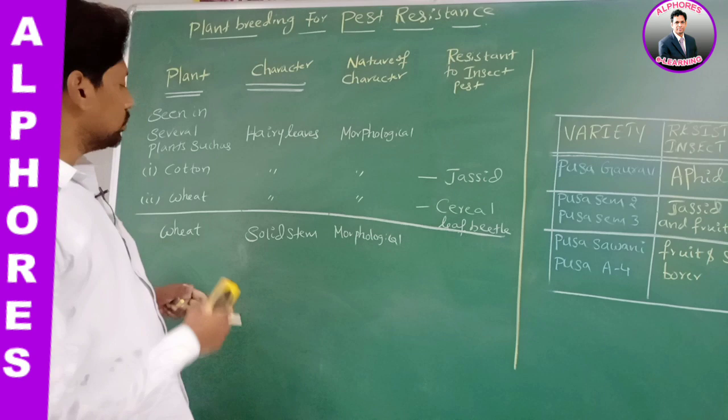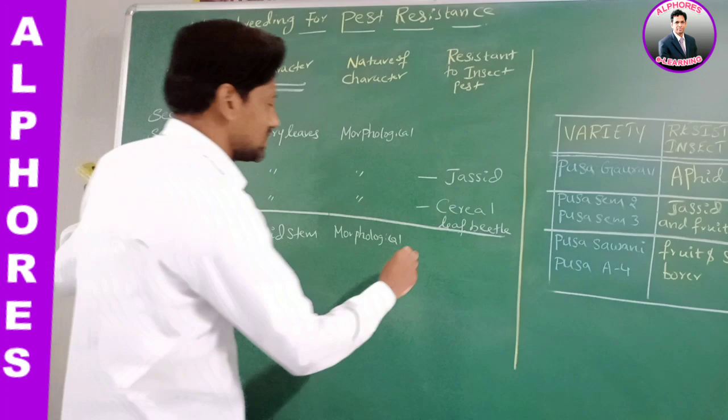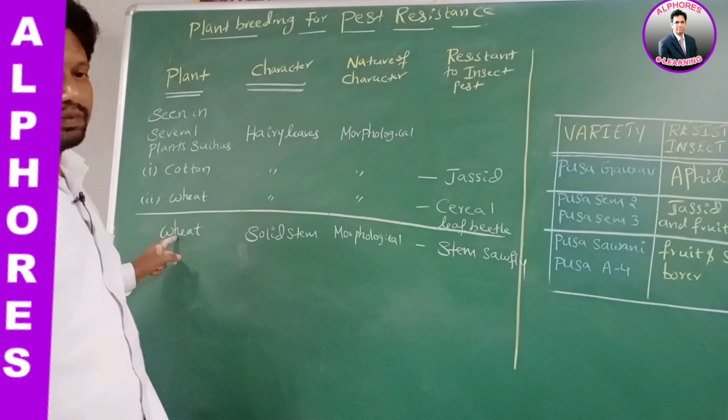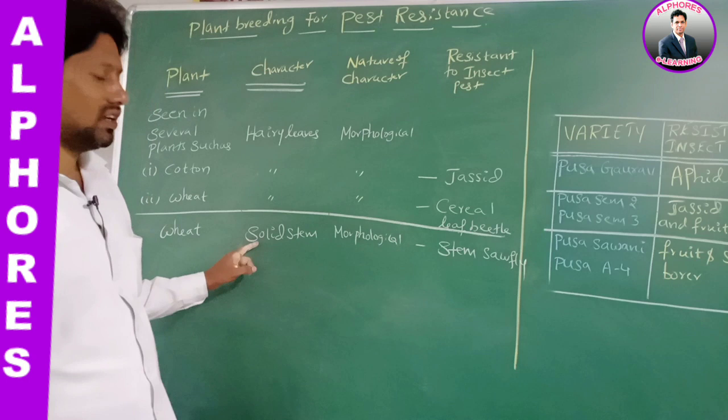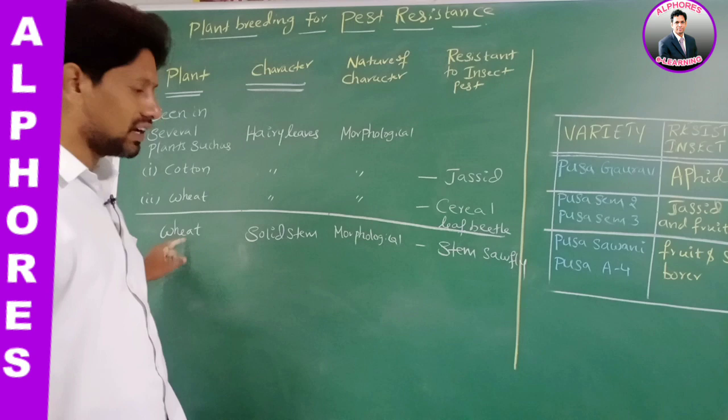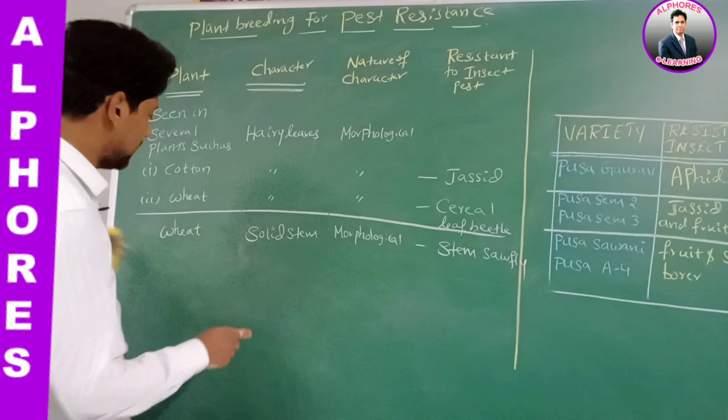Due to the presence of a solid stem in the wheat plant, the wheat becomes resistant for stem saw fly. Who became resistant? Wheat plant became resistant. For what? Stem saw fly pest. Due to the presence of what? Solid stem. Wheat became resistant for cereal leaf beetle due to the presence of hairy leaves, and wheat became resistant for stem saw fly due to the presence of a solid stem. Is it okay? Go for the next character.